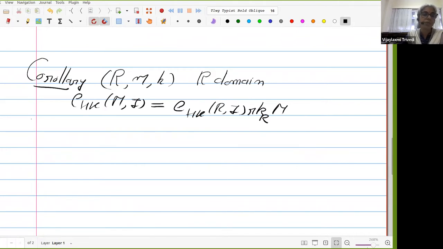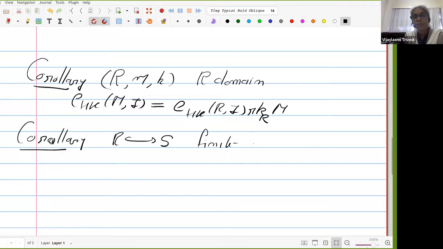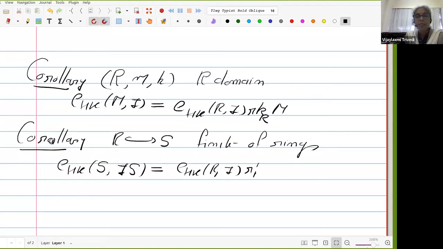So you can always assume your module to be a ring. You can just study it for rings. And another thing, if I take any other ring which is a finite module over R, then I can recover the multiplicity back and forth. So let me state it as a corollary properly. R to S, a finite map of rings, where R is local. Then e_HK of S at the extended ideal is the same as e_HK of the ring R at I times the rank of S over R. So if I have this ring which I understand well, in the sense I know the HK multiplicity of this or this, then I can recover the other one merely by knowing the rank.